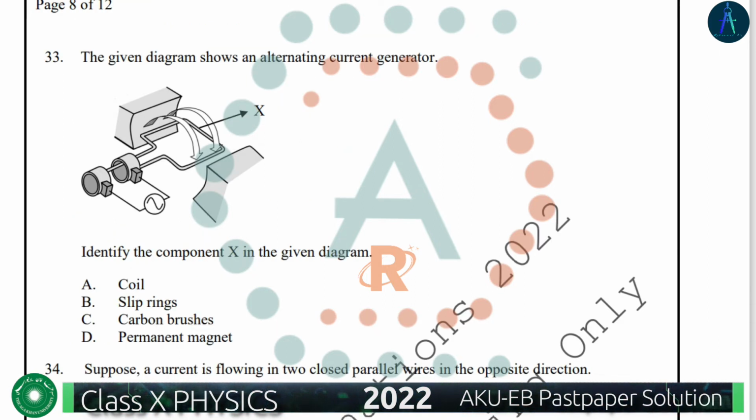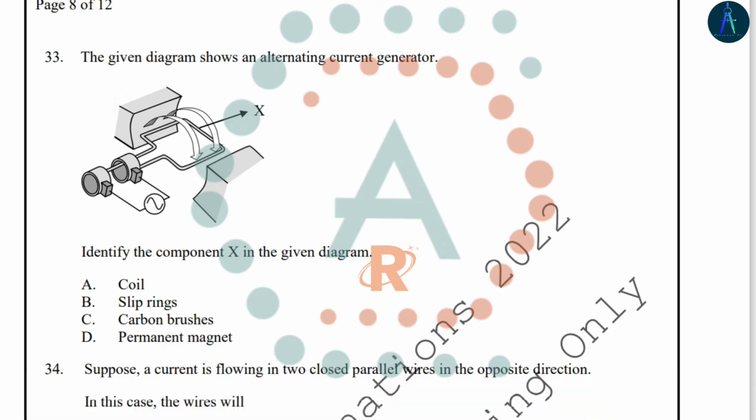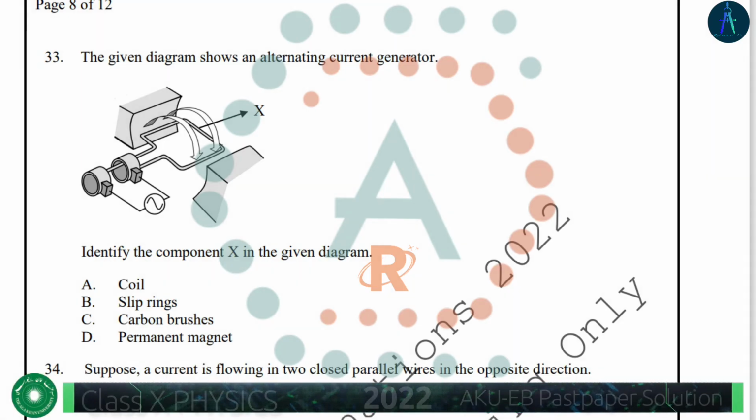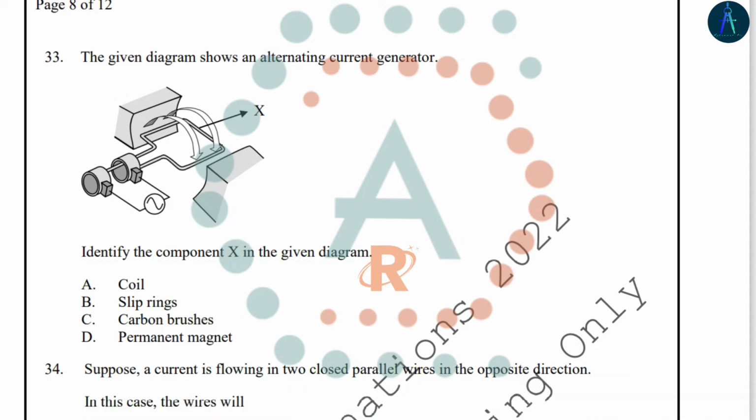Now let's see question number 33. The given diagram shows an alternating current generator, and we have to identify the part mentioned in X. So this part X is actually the armature or the coil that is rotated with the help of a turbine inside a magnetic field. So the correct answer is option A, the coil or armature.